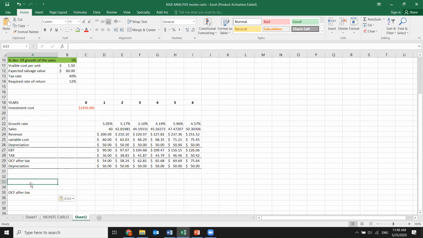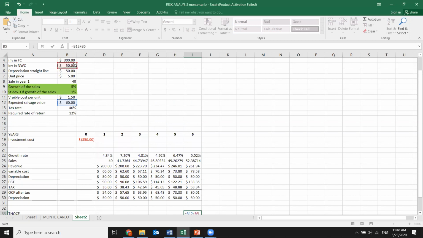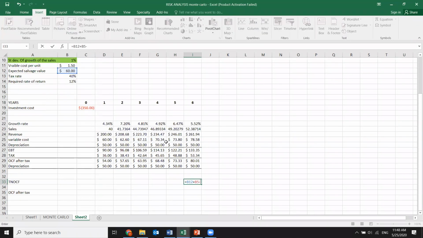And we need to calculate the disposal stage cash flow, or as we call it, the terminal non-operating cash flow. How do we calculate it? And we are calculating for the last year, okay? The last year, it is what? It is expected salvage value plus change in net working capital, which is here, and minus the tax, this times the tax amount.